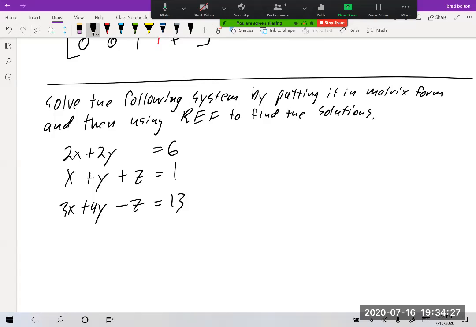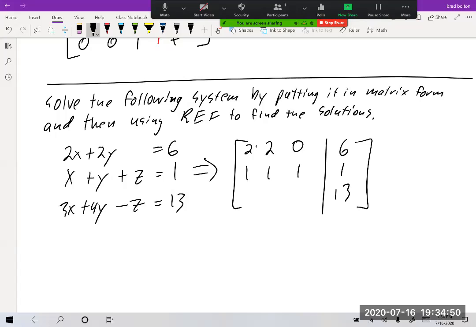So what we're going to do is rewrite this as a matrix. It says solve the following system by putting it in matrix form and then using REF, row echelon form, to find the solutions. So first things first, I have to write my matrix. Okay, so 6, 1, 13, 2, 2, 0, 1, 1, 1, 3, 4, -1. So I wrote my matrix. Now I want to put it in row echelon form. And by the way, this is what I consider row 1, this is row 2, and this is row 3.